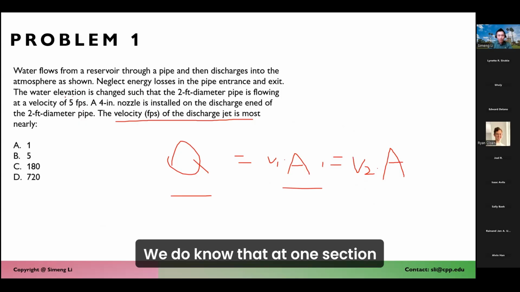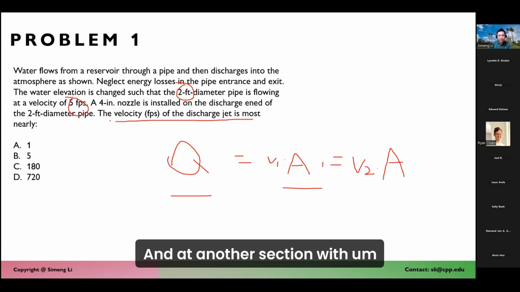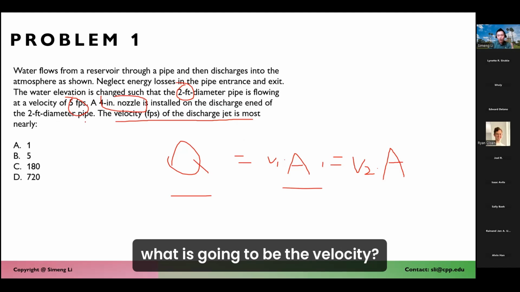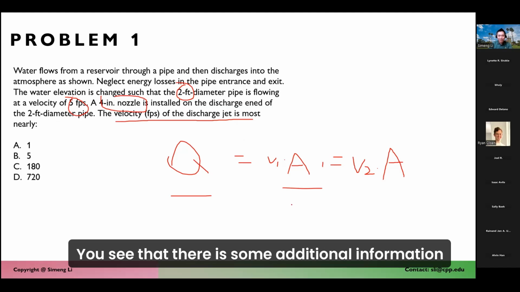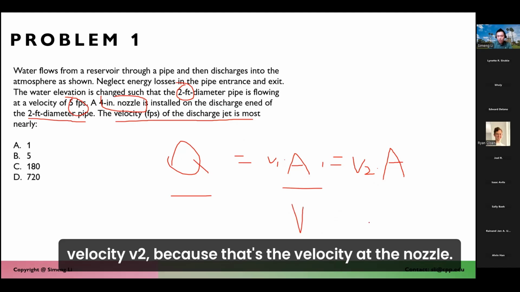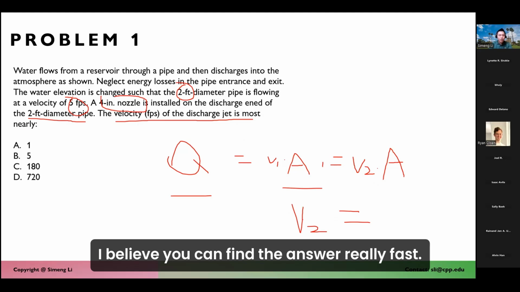We do know that at one section, with a diameter of 2 feet, the velocity is 4 feet per second. And at another section with a 4-inch nozzle, what is going to be the velocity? You see that there's some additional information not used at all. 2 feet, that's not useful. Okay, so we know that we need to know velocity V2 because that's the velocity at the nozzle. Rearranging this continuity equation, I believe you can find the answer really fast.